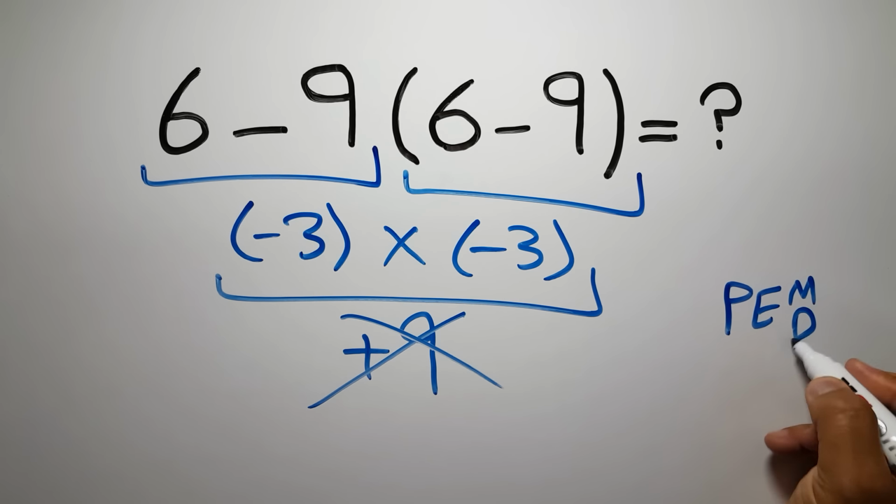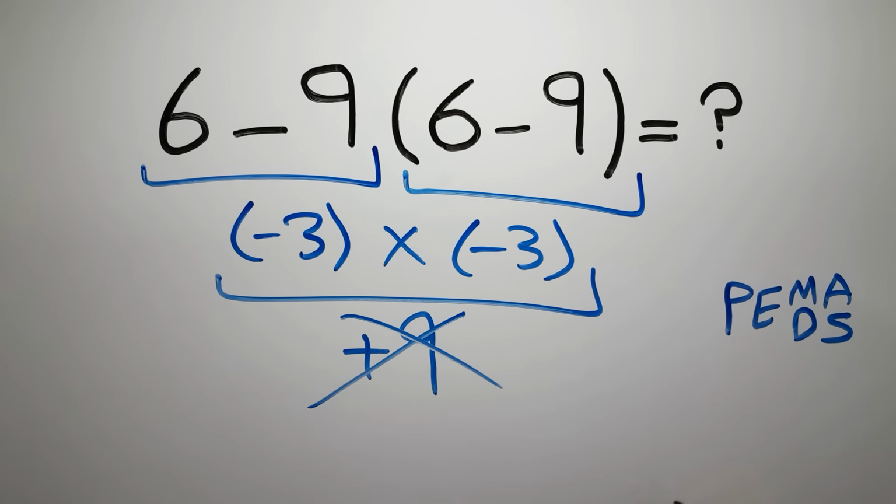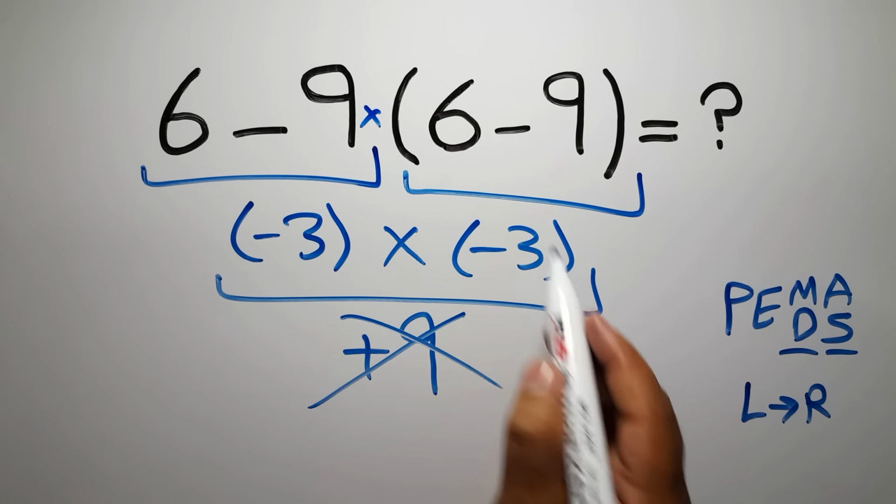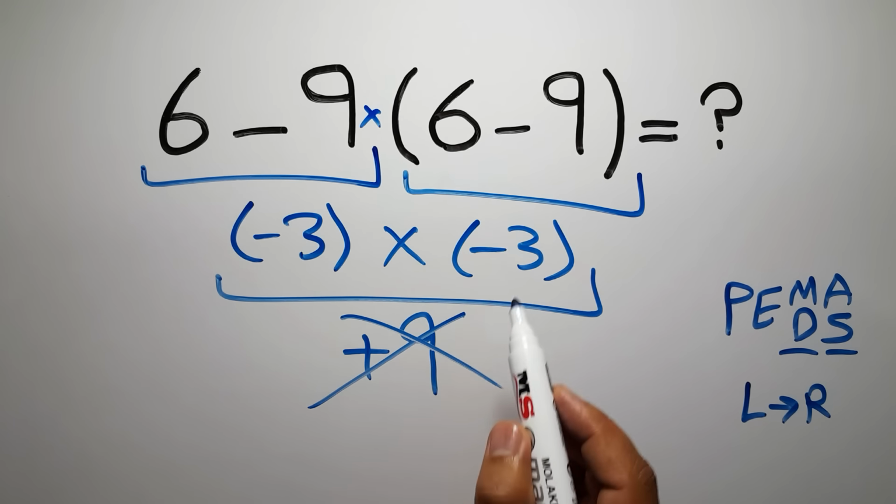exponents, then multiplication or division, and finally addition or subtraction. Remember that multiplication and division have equal priority, and we have to work from left to right. And the same applies to addition and subtraction. In this expression, we have one subtraction, one multiplication, and one parenthesis. Inside this parenthesis, we have one subtraction.